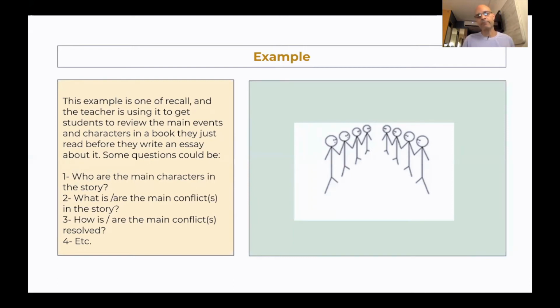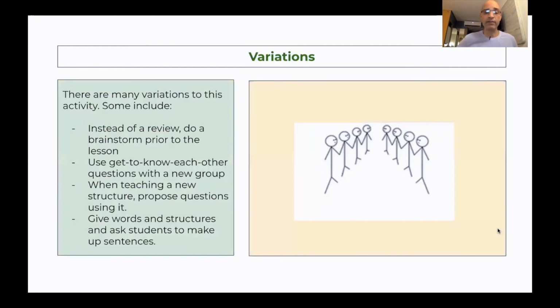Etc. Again, students ask the question or talk to each other about the question, and then from only one of the lines, you get one student to move around and everybody moves up. So they change partners. Variations, so many variations we can do here. The first one, instead of a review, do a brainstorm prior to a lesson. You can do it as a preview activity, previewing a topic of a lesson.